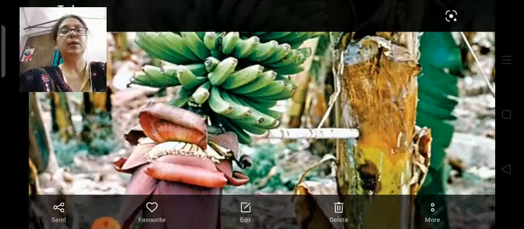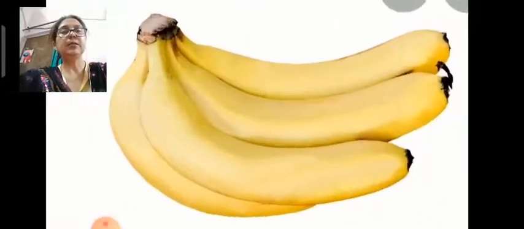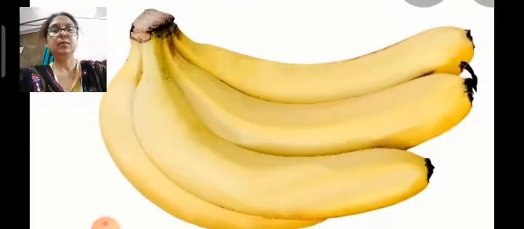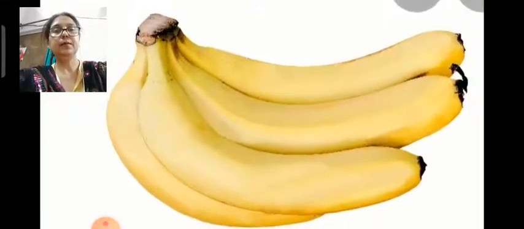Okay children, as you can see, this is a banana, a ripe banana. We used to eat this.